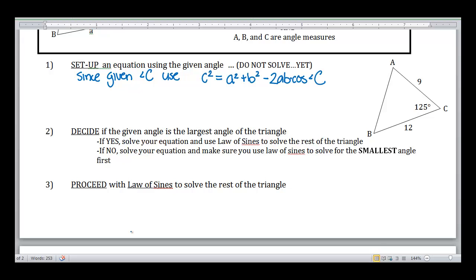And so if I go ahead and plug in what I know, 9 is side B and A is side 12, I have C squared equals 12 squared plus 9 squared minus 2 times 12 times 9 times the cosine of 125 degrees. At this point here, I could go ahead and put all of this into my calculator to get C squared. So let's go ahead and take our calculators out.